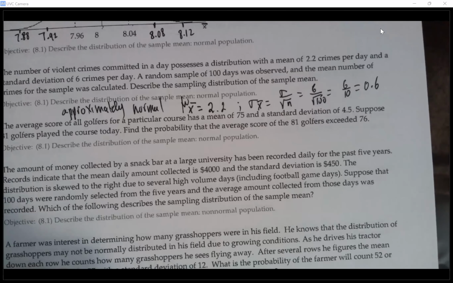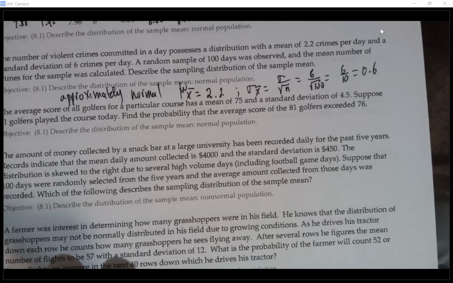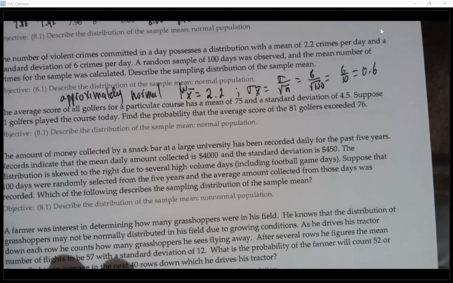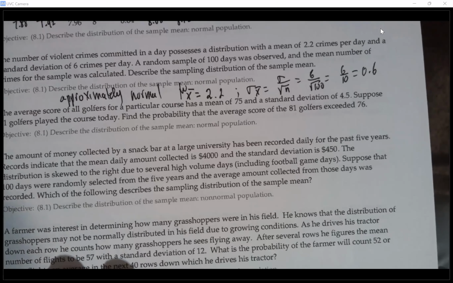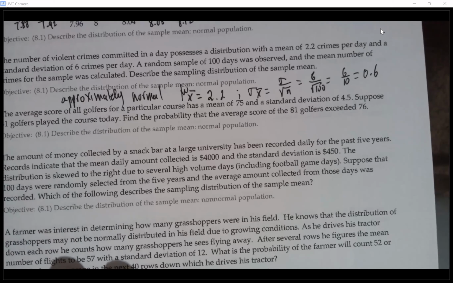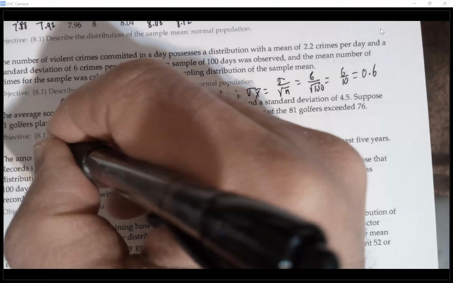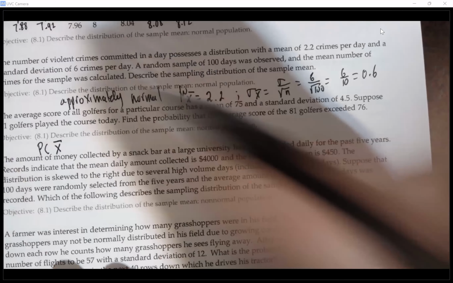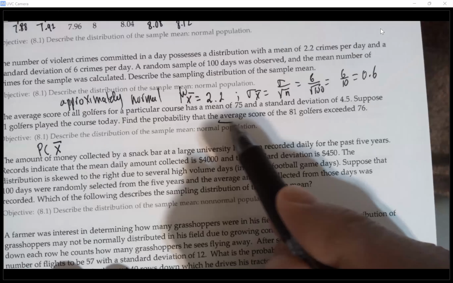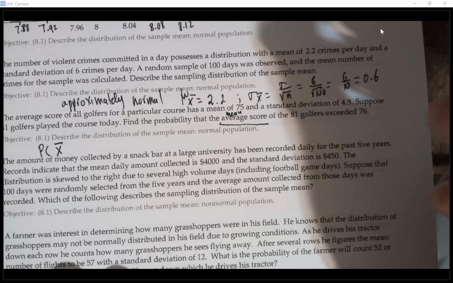21. The average score of all golfers for a particular course has a mean of 75 and standard deviation of 4.5. Suppose 81 golfers play the course today. Find the probability that the average score of the 81 golfers exceeds 76. So here he wants not the probability of X, but the probability of X bar. How do I know? Because it says average score, the mean. I could have said the mean score or the sample mean score.